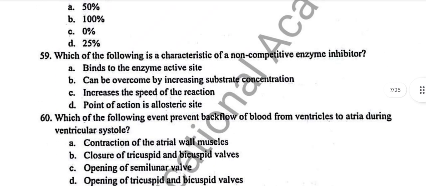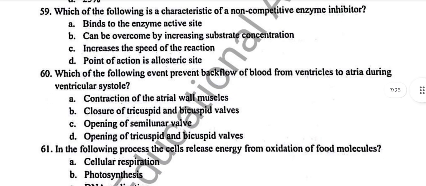Question number 59. Which of the following is a characteristic of a non-competitive enzyme inhibitor? A. Binds to the enzyme active site. B. Can be overcome by increasing substrate concentration. C. Increases the speed of reaction. D. Point of action is the allosteric site. The correct option is D. Non-competitive inhibitors bind to an allosteric site, altering the enzyme's shape.